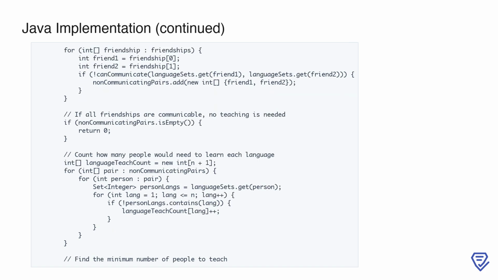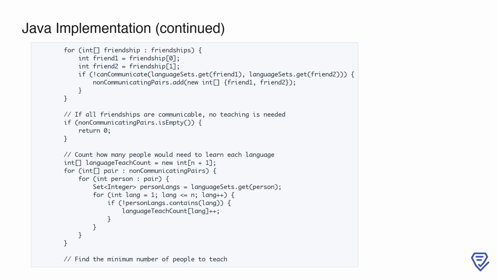We then iterate over the friendships array to identify pairs of friends who cannot communicate. For each friendship, we retrieve the language sets of both friends and use the canCommunicate helper function to check if they share a common language. If they don't, we add the pair to the non-communicating pairs list. Once all friendships are processed, we check if the non-communicating pairs list is empty. If it is, it means all friendships are already communicable, and we can return 0 because no teaching is needed. However, if there are non-communicating pairs, we proceed to calculate the potential teaching effort.